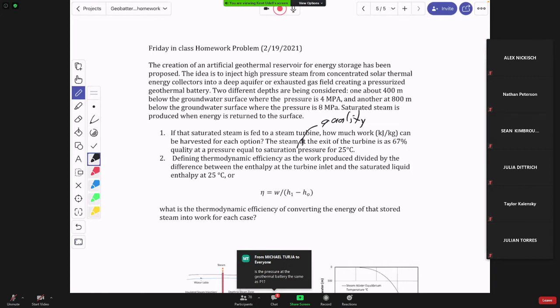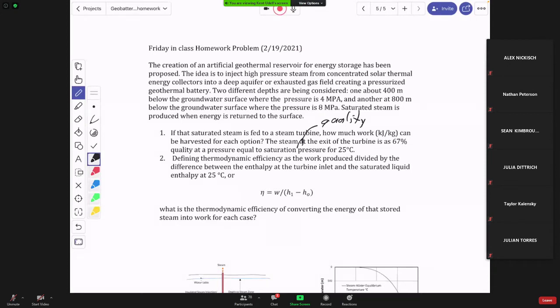So let's get started. What are we going to do? What's the first thing to be doing here? Quick question, Professor, about how this is set up. Is the pressure at the geothermal battery, which is in the first case 4 megapascals, is that the same as our P1 that we're looking at before it goes into the turbine? Yes, it is. Exactly.